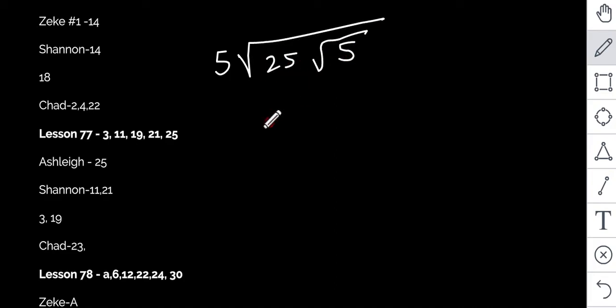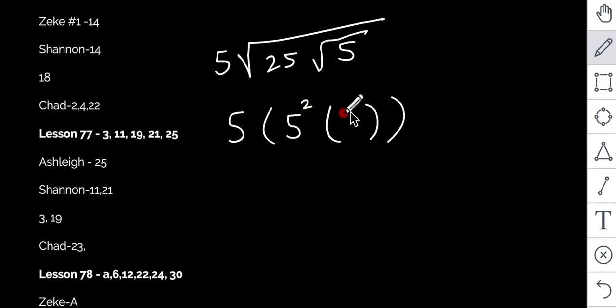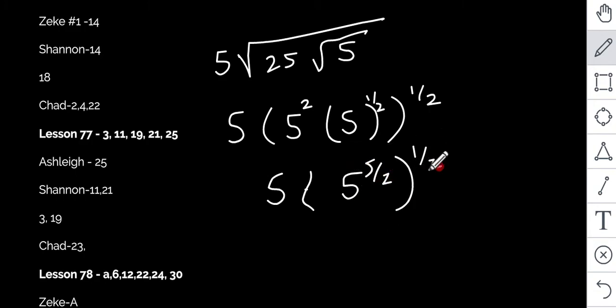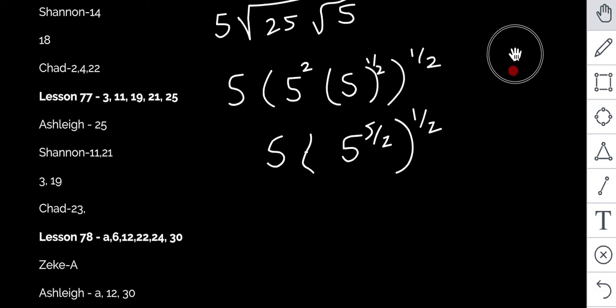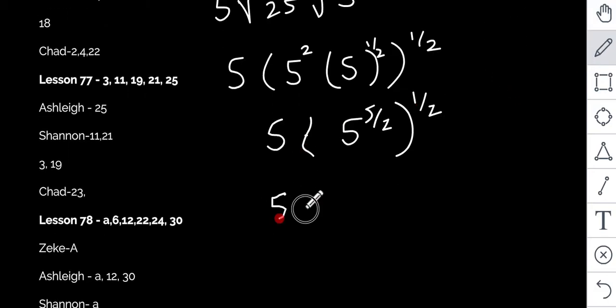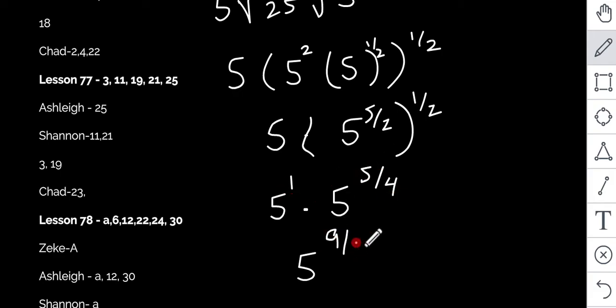Okay, same thing. Get all the bases the same. Parenthesize the ones with radicals, which isn't really a word. But 25 is 5 squared, right? And this is going to be 5 to the 1/2 power to the 1/2 power. So inside the parentheses we add the exponents, so it's going to be 5 to the 5/2 to the 1/2. And then we just multiply the exponents because they're power to power. So it's 5 times 5 to the 5/4, and this is 1, so we're going to add our exponents. It's going to be 9/4, I hope.